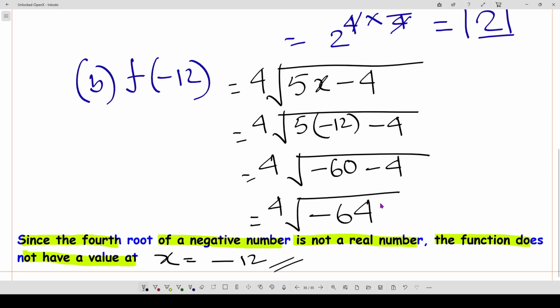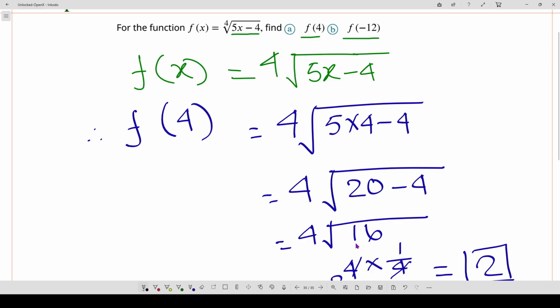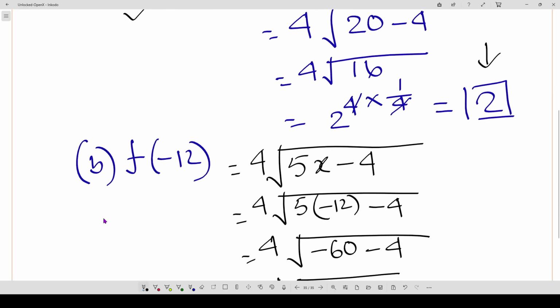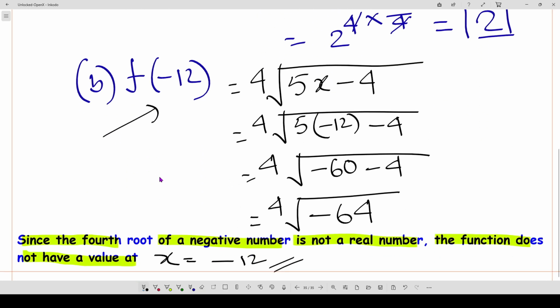Okay, so in this case number A, it means f(x) is the fourth root of 5x minus 4. Once we put the value of 4, we will get the value 2. But in this case, f of minus 12 does not have any real number. It's the fourth root of a negative number, so we will not get any real number. That's why the function does not have a value at x equals minus 12.